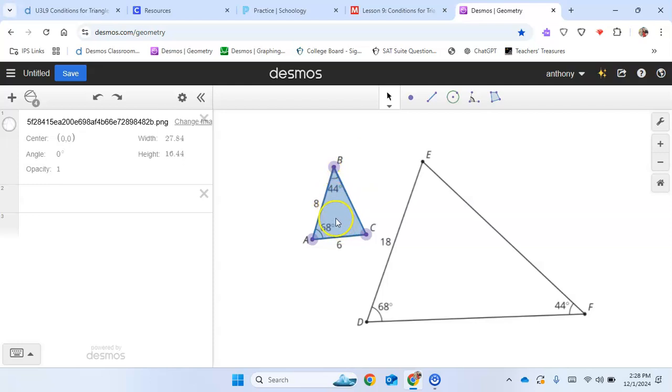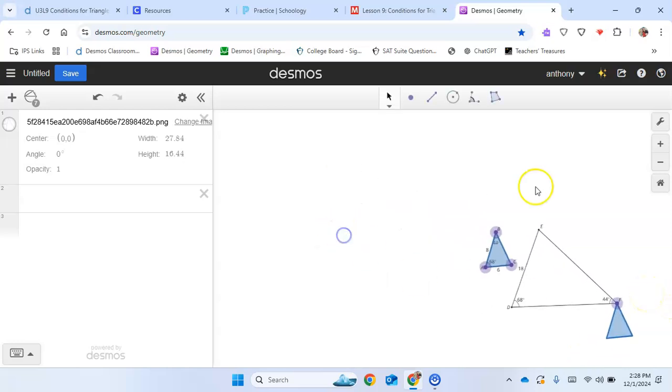Alright, we're trying to find DF, so we're going to translate point B to point F. We're going to rotate using center F, and we want this side 8 to line up with DF's, so the angle would be A prime FD, and then we reflect over DF.